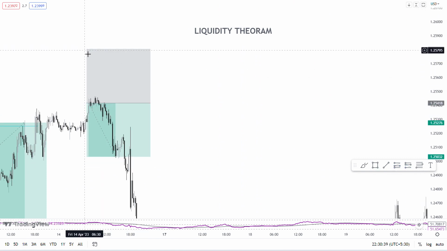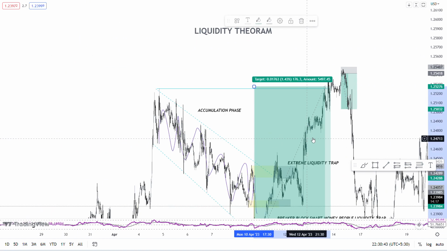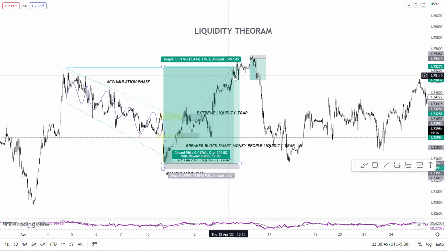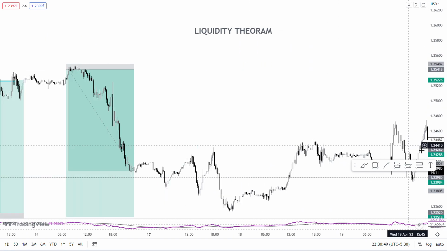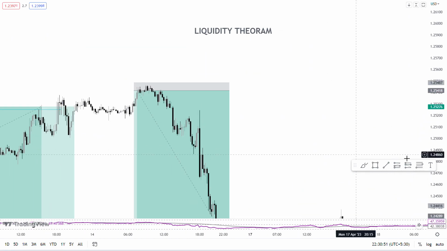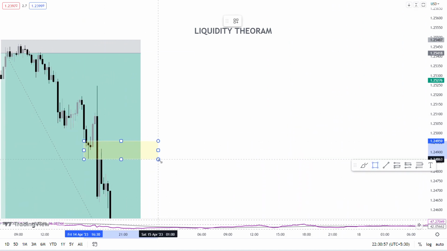This is where I sell the market. 10 pip stop loss. And again, I always target the sell side liquidity. And again, in this fractal scenario also, there will be some smart money traps. Now I will show you.